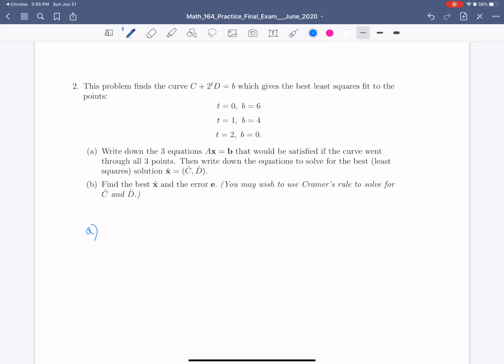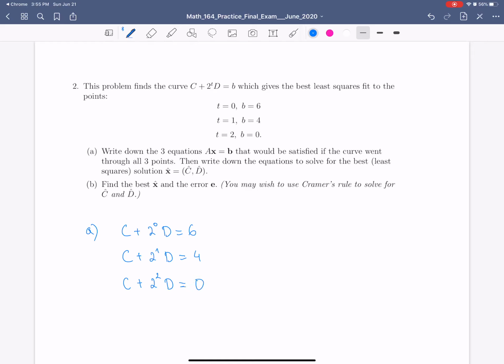Well, I need to get those equations. So the first equation will be C plus 2 to the power 0 times D equals 6. The second will be C plus 2 to the power 1 times D equals 4. And the third equation will be C plus 2 to the power 2 times D equals 0.